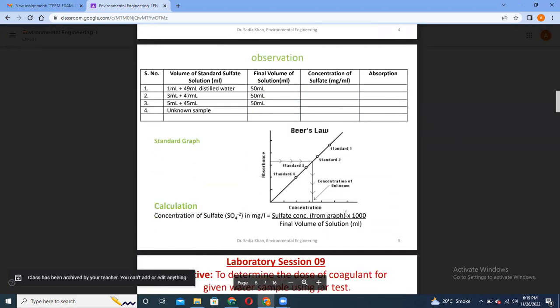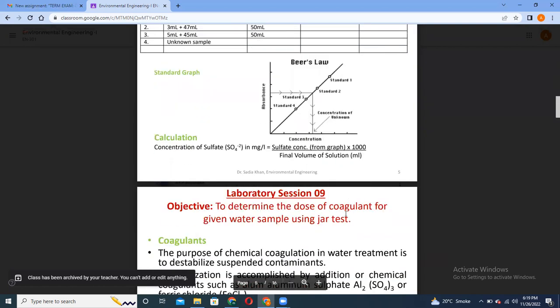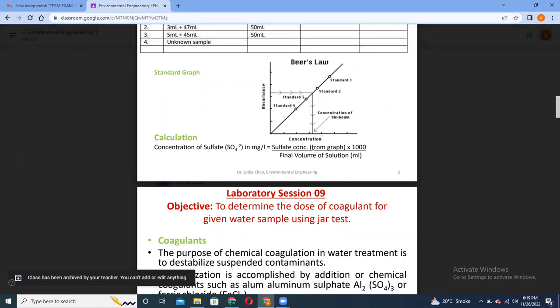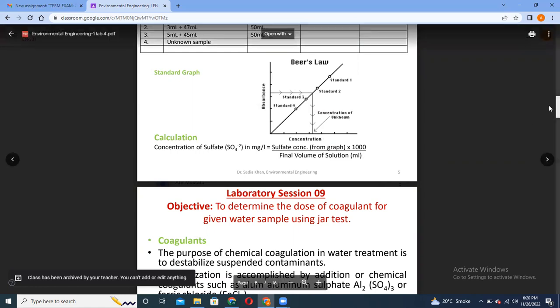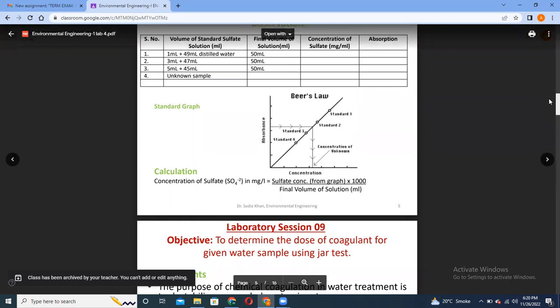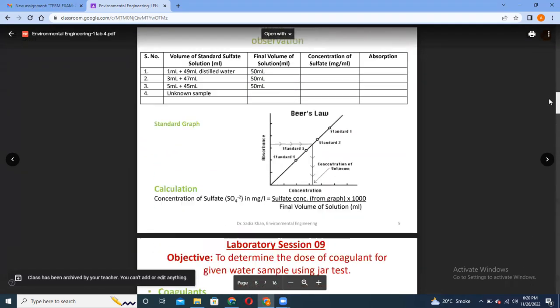Here we have the observation chart, the standard graph, and the calculation and the formula of sulfate concentration: multiply by 1000 to convert into the standard units and divide by the final volume of solution, that would be in ml. Here we can easily find the sulfate in the water sample, and we are done with the lab session.